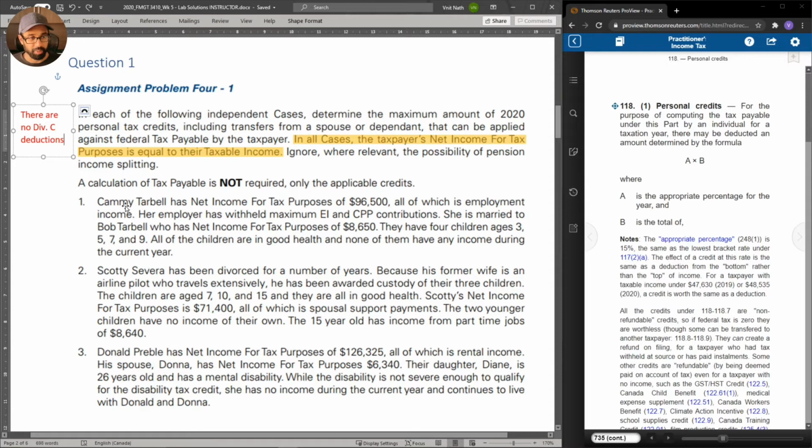Let's look at scenario 1. Cami Tarbell has NITP, net income for tax purposes, of $96,500, all of which is employment income. Her employer has withheld maximum EI and CPP contributions. She is married to Bob Tarbell, who has net income for tax purposes of $86,550. They have 4 children ages 3, 5, 7, and 9. All of the children are in good health and none of them have any income during the current year.